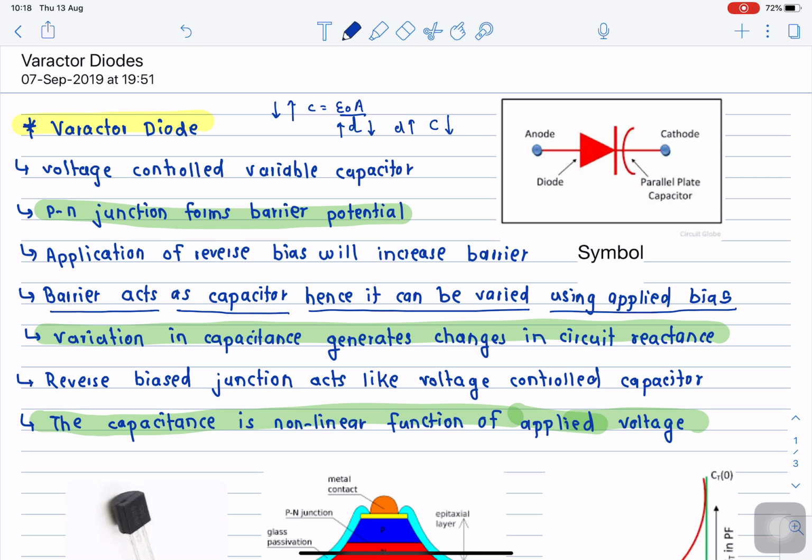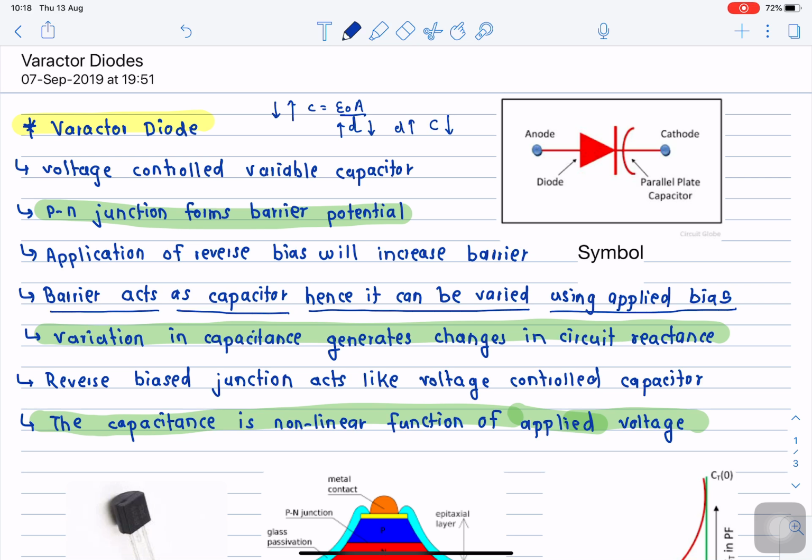Okay, so if we forward bias, the junction barrier will reduce. When the junction barrier reduces, the distance between the capacitor plates is going to reduce and the capacitance will increase, right? On the other hand, if we increase the reverse bias, the width of the junction will increase, and that will decrease the capacitance. So here we can obtain variation in the capacitance.